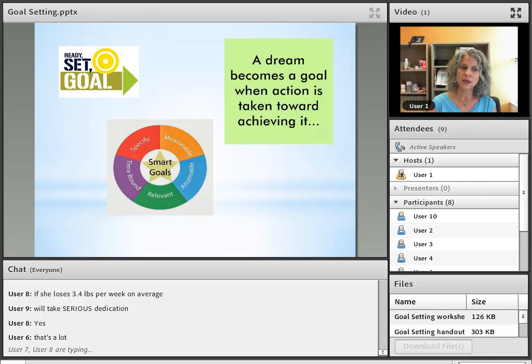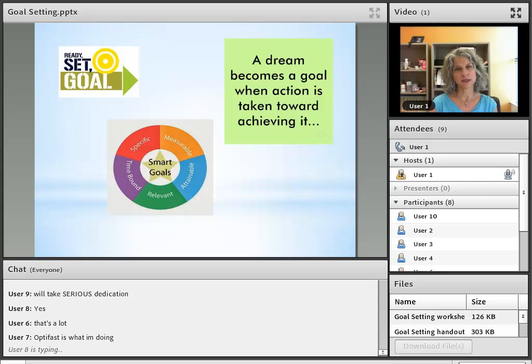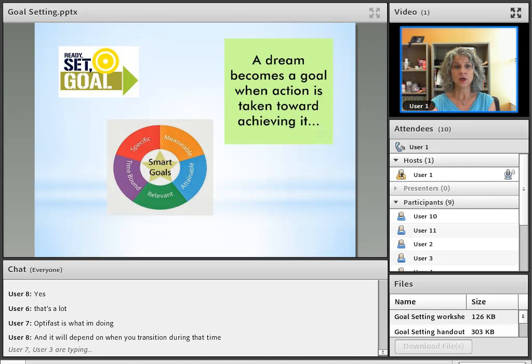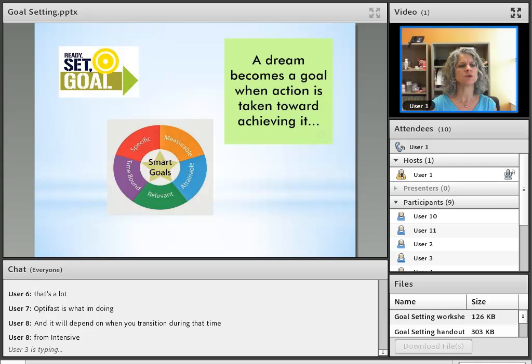Now, Dana is right. It depends on which program. Yeah, 30 pounds in 3 months, it is a lot. So Optifast, okay, Optifast is what you're doing. All right, so specific, measurable, attainable, and we'll pause on the attainable part, and we'll come back to it if we need to. Relevant. Oh, we've got some comments. Optifast is what I'm doing, and it will depend on when you transition during that time. Yeah. Very good point.